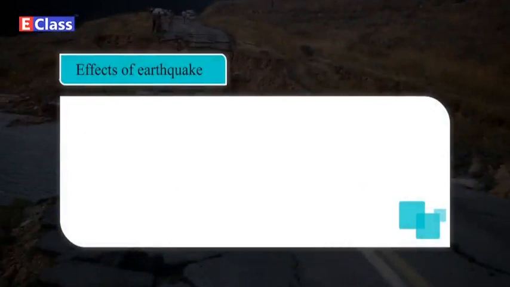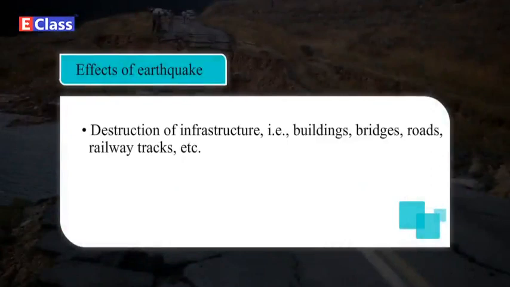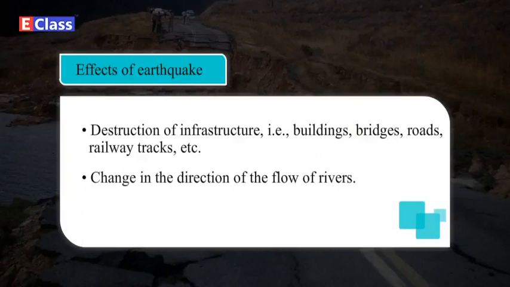Effects of earthquake: destruction of infrastructure, that is, buildings, bridges, roads, railway tracks, etc. Change in the direction of the flow of rivers. Huge loss of life and property.